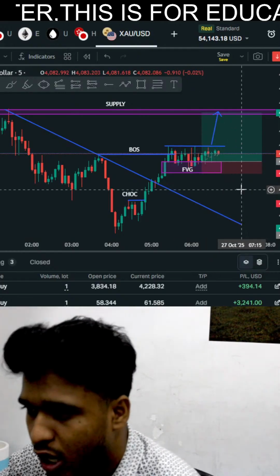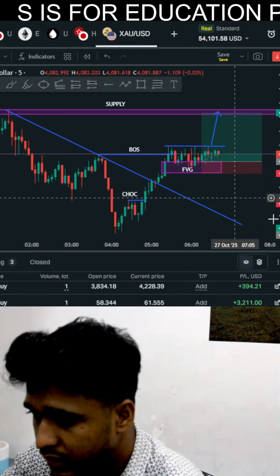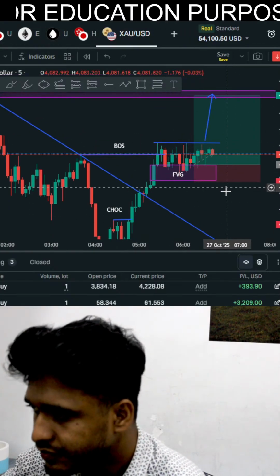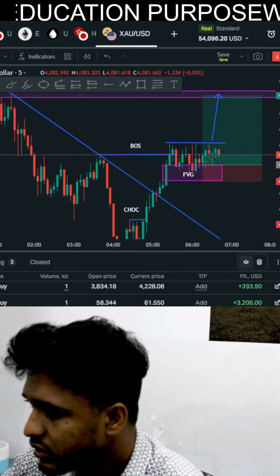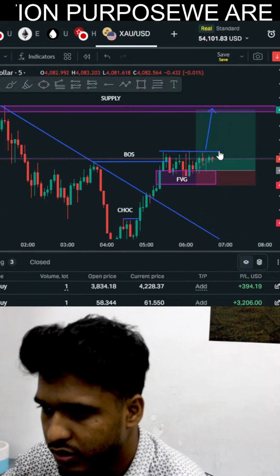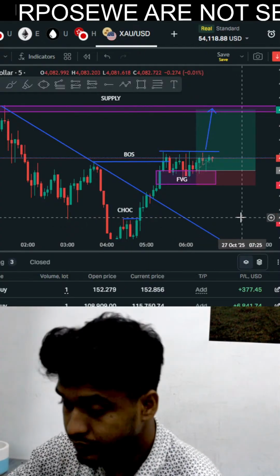So guys, let me know how many of you have taken a buy trade or if you have taken a sell trade. Let me know in the comment box and what is your target. That will be important. So let's find out what trade we can take, and these are our live trades.